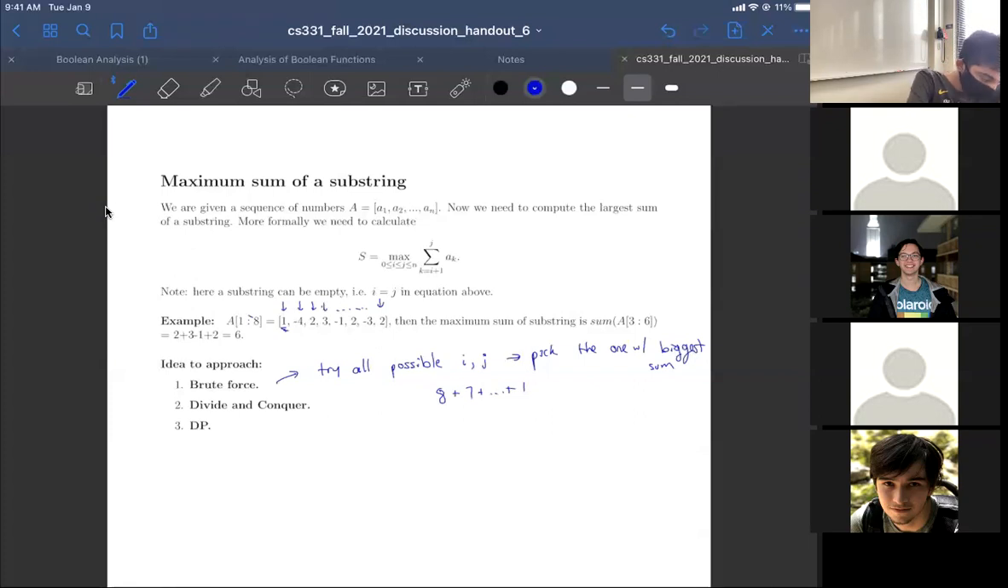You've seen this before, right? The sum as i goes from 1 to n of i is roughly quadratic. So there are roughly O of n squared different choices of i and j. You have to try out all of these. And for each value of i and j, how long does it take to calculate? Well, you have to sum up j minus i plus 1 different elements.